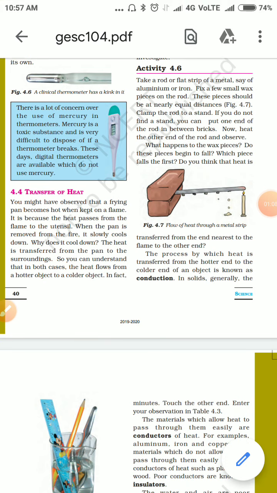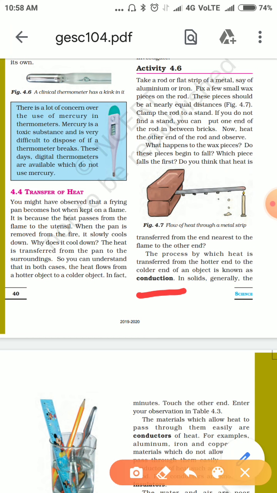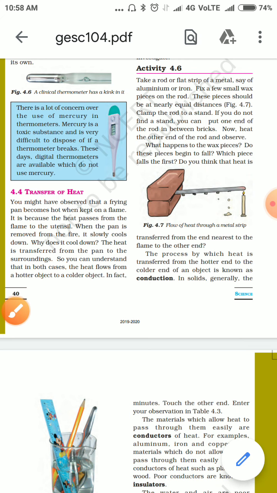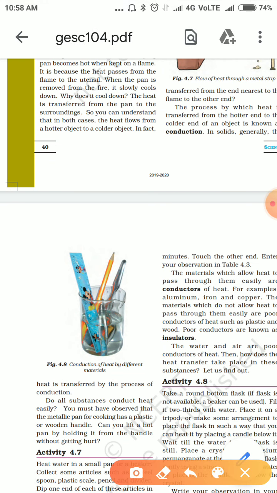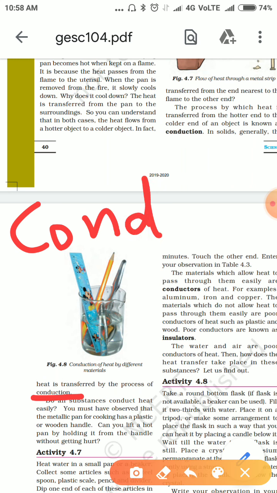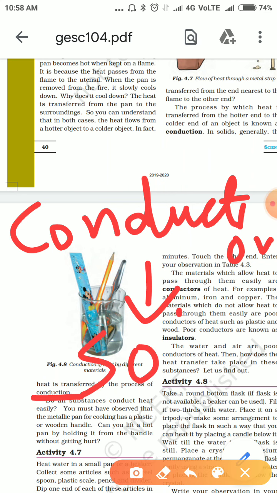Now if this transfer of heat takes place in a solid, we call this conduction. Here you can see this in this paragraph. The process by which heat is transferred from the hotter end to the colder end of an object is known as conduction. In solids, generally, the heat is transferred by the process of conduction. Now, conduction is related with solids.